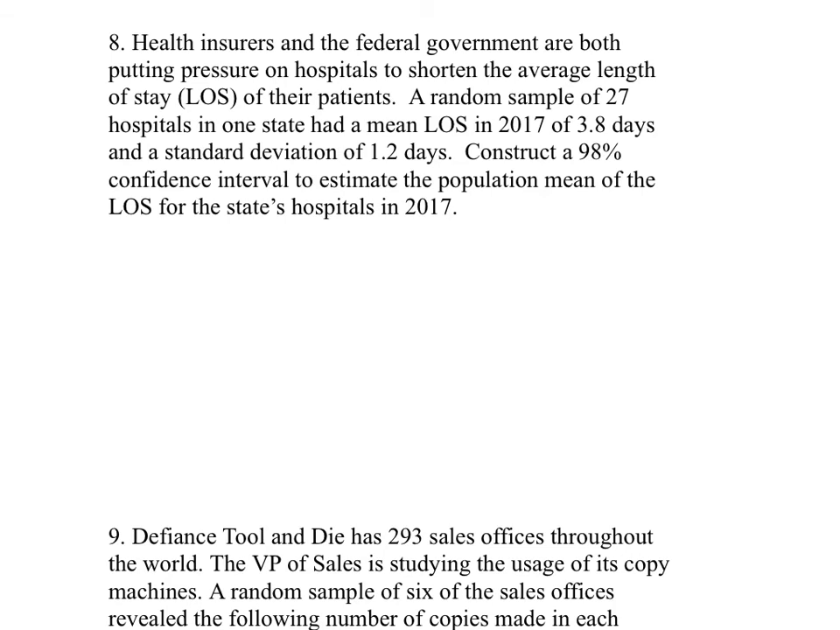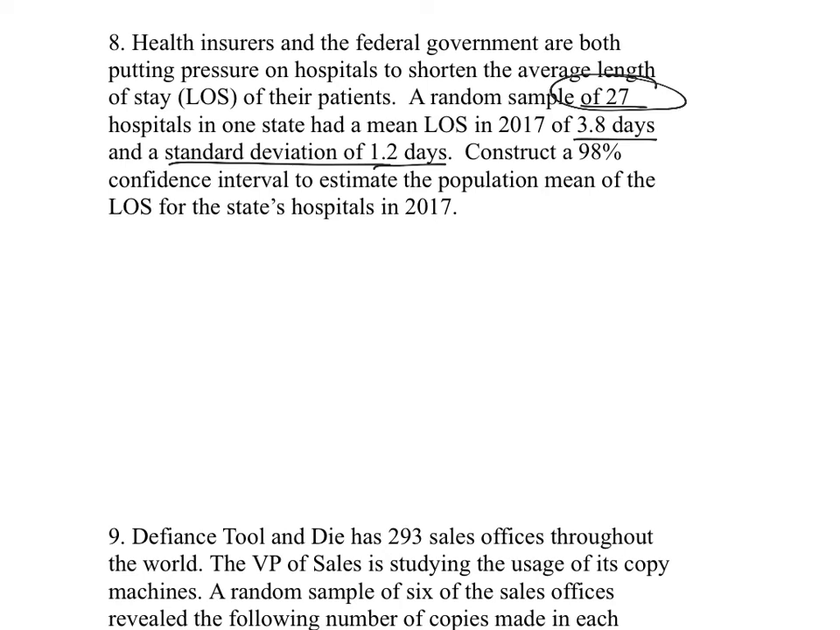Okay, number 8. Health insurers and the federal government are both putting pressure on hospitals to shorten the average length of stay. A random sample of 27 hospitals in one state had a mean length of stay of 3.8 days and a standard deviation of 1.2. Construct a 98% confidence interval. So in this case, this 1.2 days, the standard deviation, is a sample value based on the 27 that we started with. So we're going to need to use a t statistic.